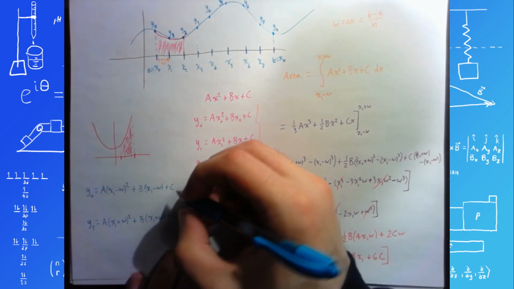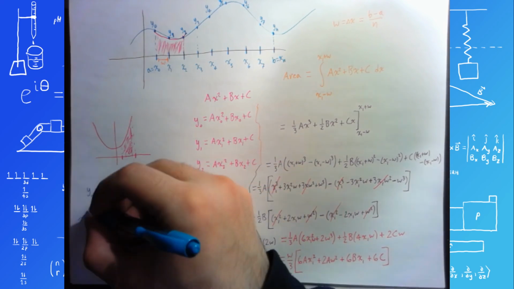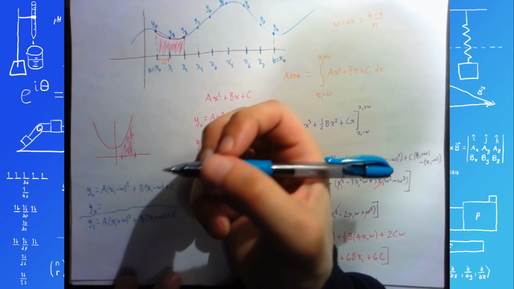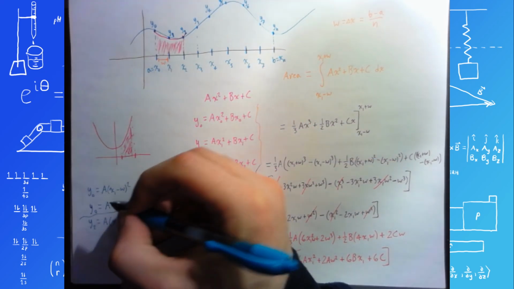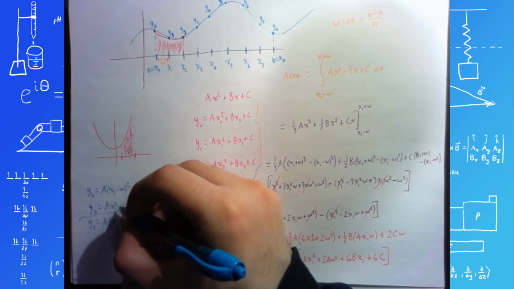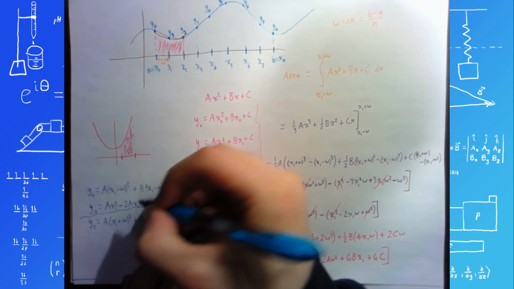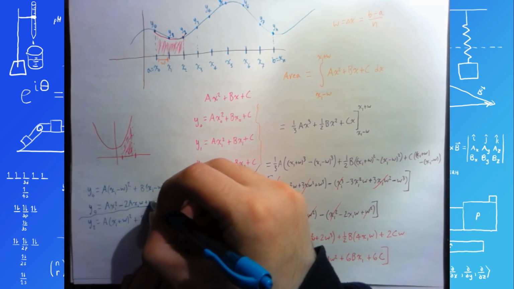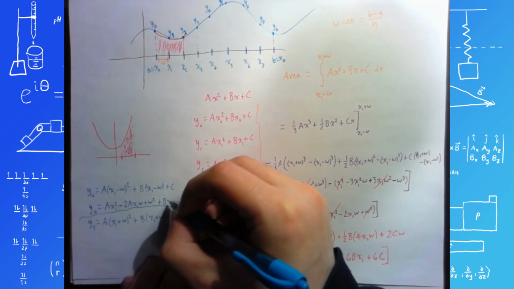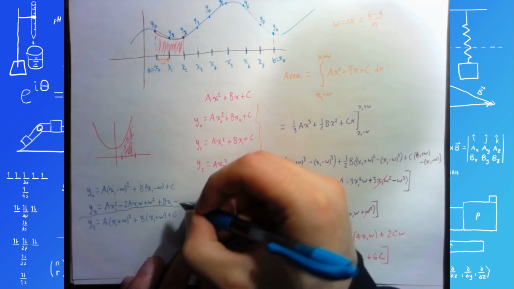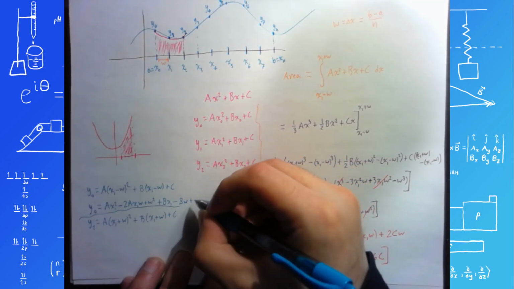And if I expand each of those, what do I get? For y0, I get a x1 squared minus 2a x1w plus a w squared, and then plus b x1 minus bw, and then plus c.